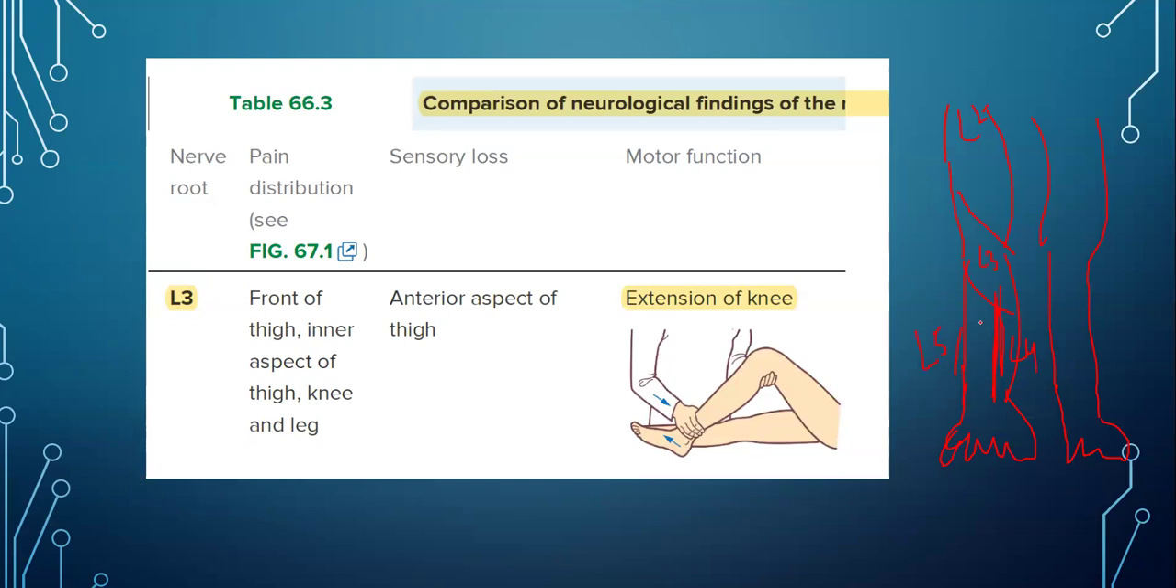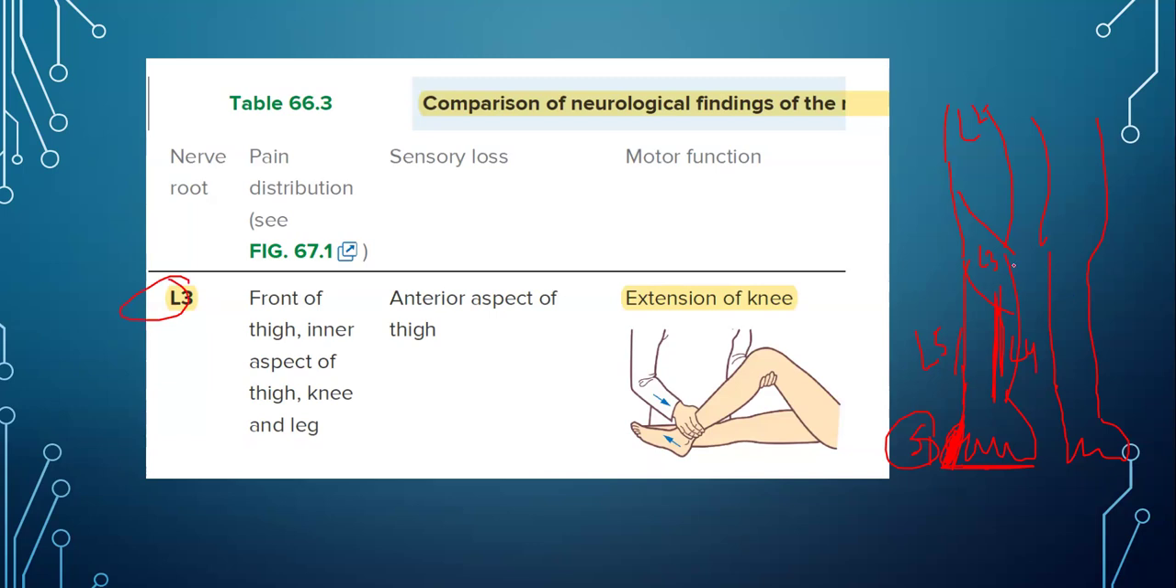So L5 supplies the outer part of the lower leg, including the dorsum of the foot. The only thing it doesn't supply is the lateral part of the dorsum of the foot, which is supplied by S1. And also the sole of the foot is supplied by S1. Okay, so that's the main dermatomal nerve distribution for the lower leg.